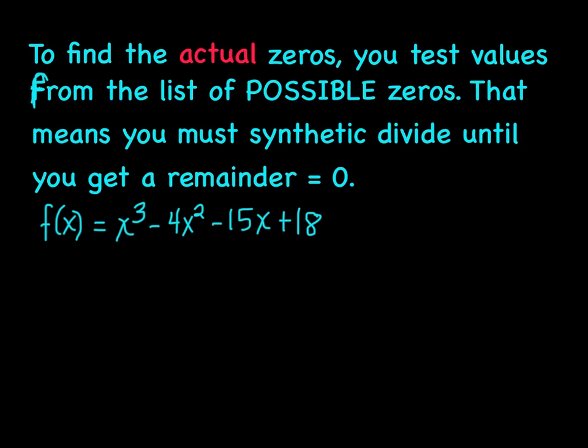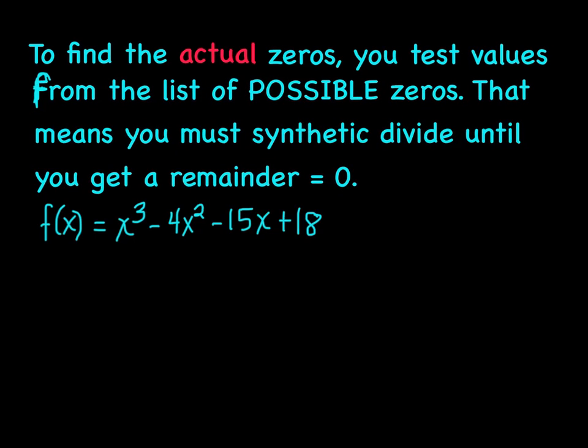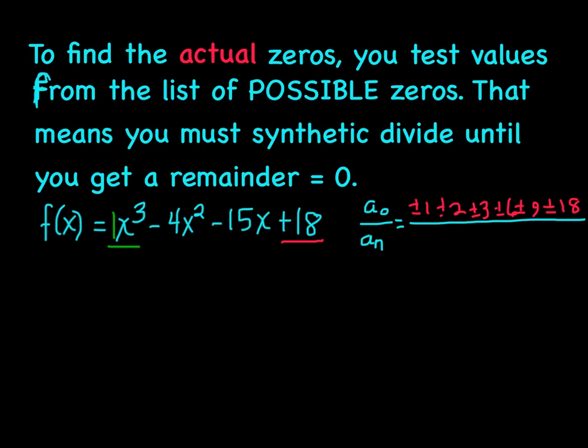So we're going to list all possibles, which means a sub 0, factors of a sub 0 over factors of a sub n. A sub 0 is going to be the 18. And a sub n is going to be a 1, leading coefficient. So the factors of 18 are plus and minus 1 times plus or minus 18, plus or minus 2 times plus or minus 9, plus or minus 3 times plus or minus 6. And I'm going to put that all over. I love it when the leading coefficient is 1 because then we just have plus or minus 1.